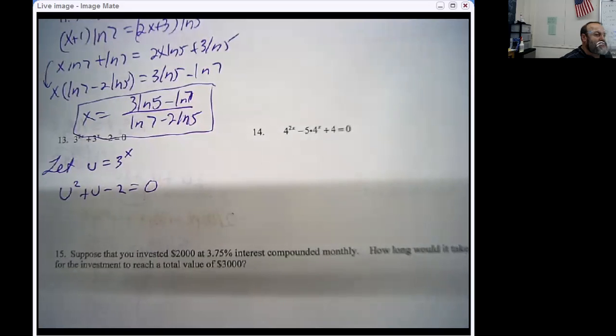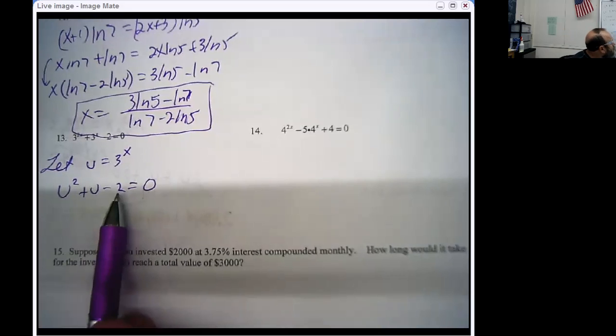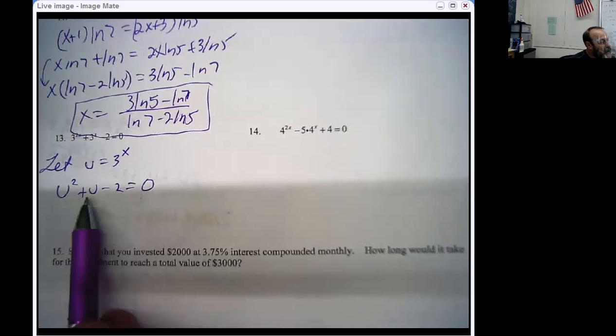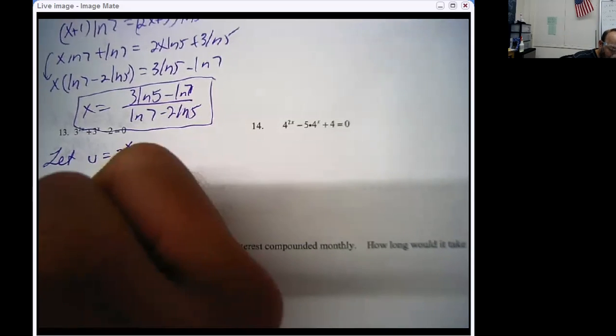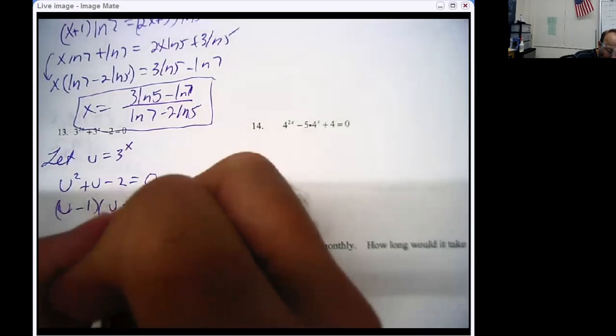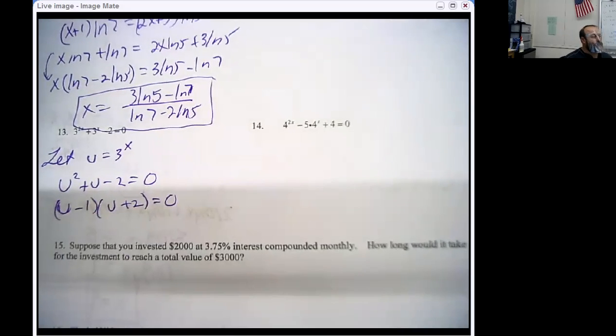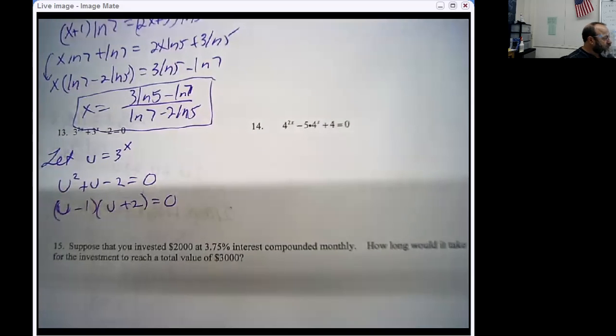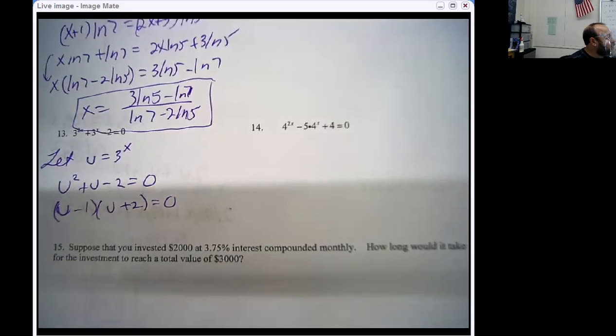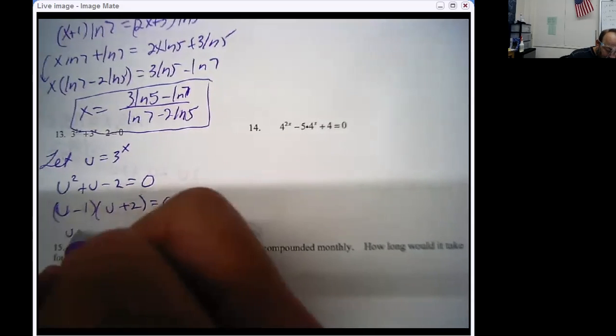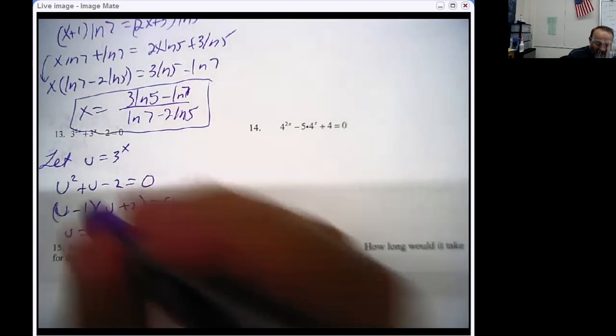And I did land a plane yesterday, probably a little harder than I meant to, because almost everybody's like, oh, I'm just gonna complete the square on everything. Remember, factoring was supposed to be the easiest way. So can you come up with two numbers whose product and sum do that? It's gonna be positive 2 and negative 1. Now, if that's the case, then what does that make u? So again, this product is 0, so what does u have to be? 1 or negative 2.